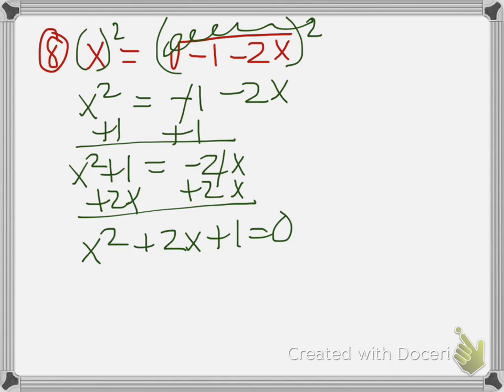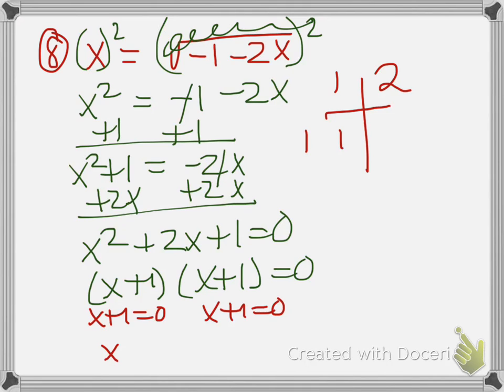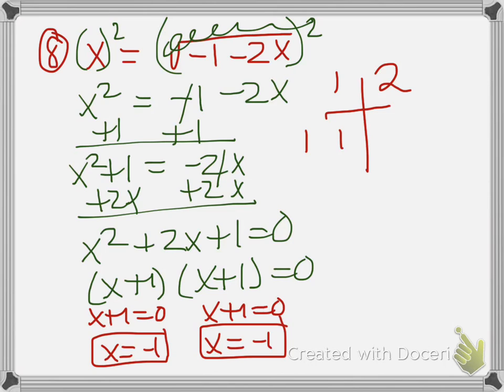This goes back to stuff that we've gone over before, making a little table. Two numbers that multiply to 1 and add up to 2 are just 1 and 1. So we have x plus 1 and x plus 1. Set each one equal to 0, so I get x equals negative 1 and x equals negative 1. So, moving on to problem number 9.